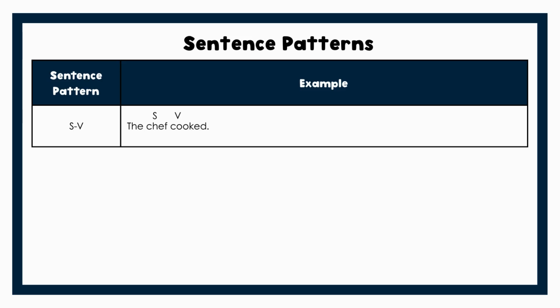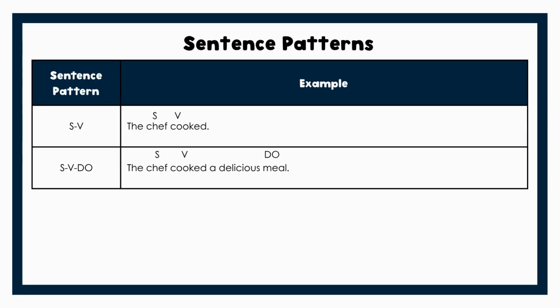The first type of sentence pattern that we have is the subject-verb pattern. This is a short sentence that includes the subject, the verb, and any additional articles such as a, and the. An example sentence would be, the chef cooked. Our subject is chef, and the action verb would be cooked.